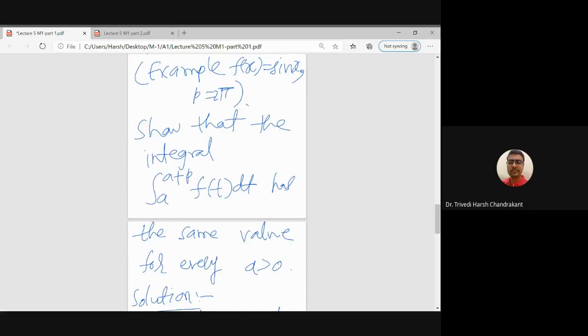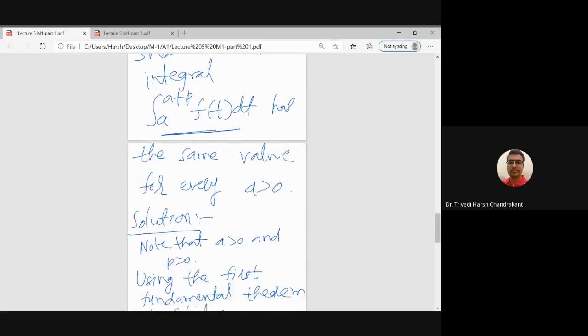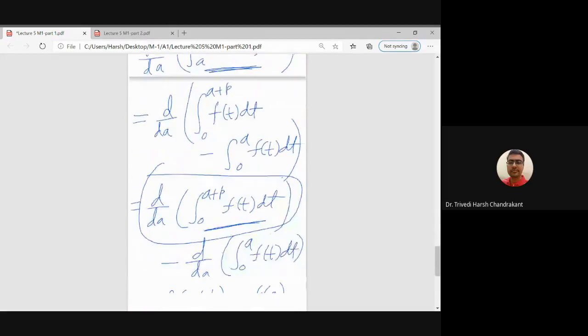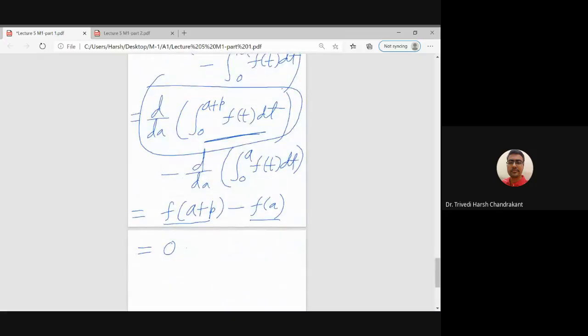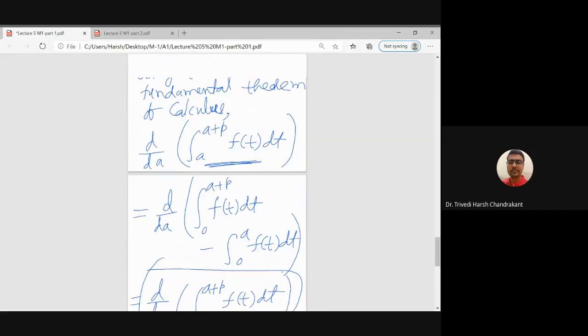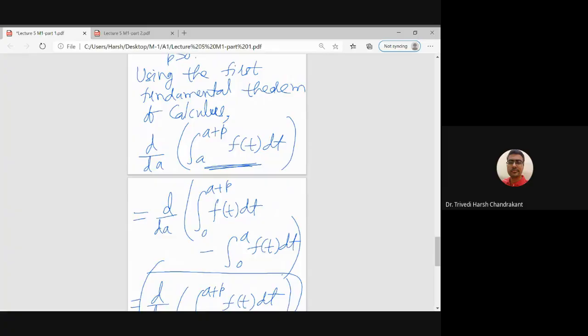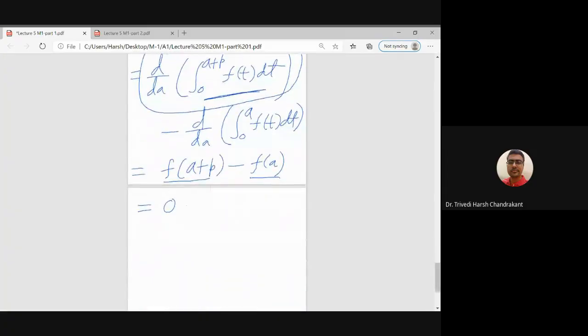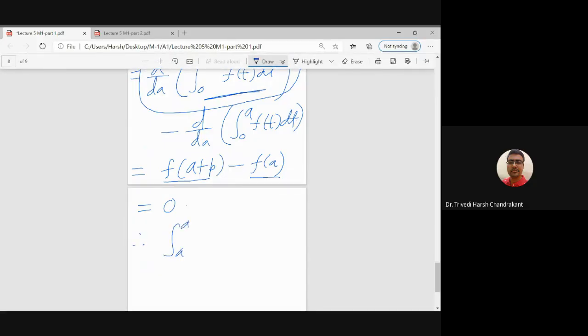To show that the integral is always a fixed number, what we will show is that the derivative is zero, so a function whose derivative is zero will be constant. Right. So the derivative we have shown is 0, and this is 0 for every value of a. So the derivative is entirely the 0 function. Therefore the integral a to a plus p is a constant function.